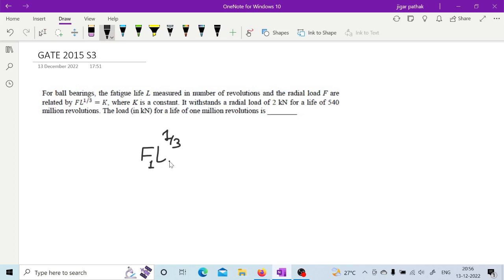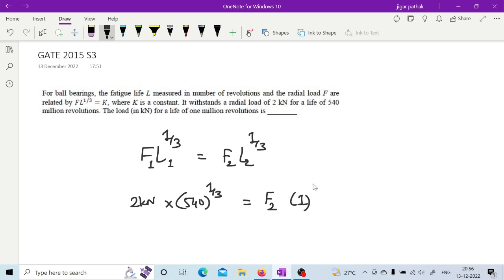So F1 L1 raised to 1 by 3 is equal to F2 L2 raised to 1 by 3. This F1 is given as 2 kilonewton, right? And L1 is given as 540 million revolutions, equal to, you are asked for 1 million revolution, right? So for 1 million revolution, what will be the F2? So what is that?